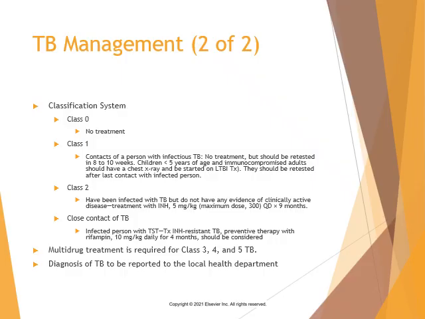Class 2 have been infected with TB but don't have any evidence of clinically active disease. They would get INH, 5 milligrams per kilogram, maximum dose of 300, once a day for 9 months, long-term treatment for tuberculosis. If a close contact of TB, infected persons with the TST treated with INH-resistant TB, preventative therapy with rifampin, 10 milligrams per kilogram daily for 4 months should be considered there.